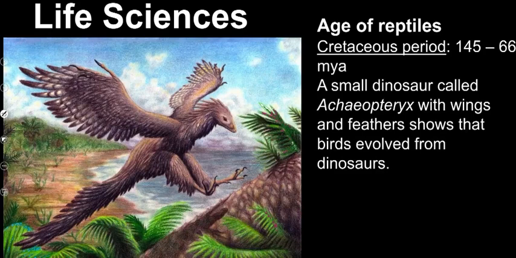Also in the Cretaceous period, a small dinosaur called Archaeopteryx occurred, and it actually had wings and feathers. And we know that it had feathers because they have found good fossils showing that even though its body was more like a dinosaur, it had wings and feathers. And this indicates, which scientists now believe, that birds evolved from dinosaurs. In fact, dinosaurs are more similar to birds than they are to the other reptiles that exist today.